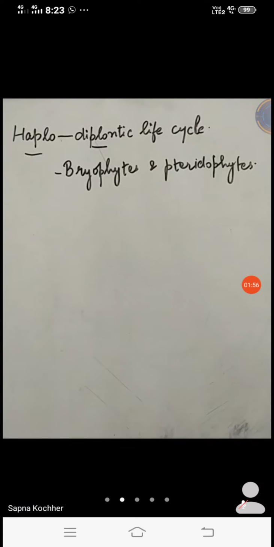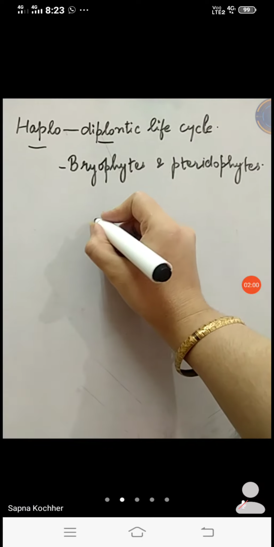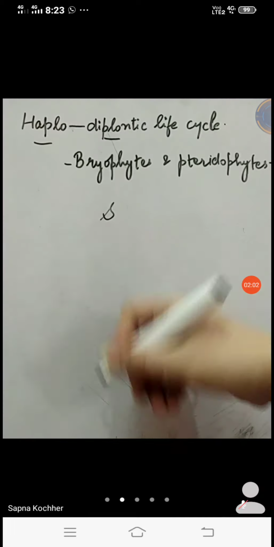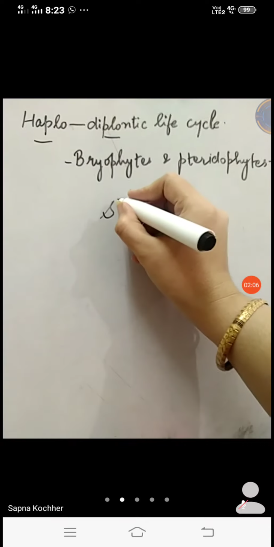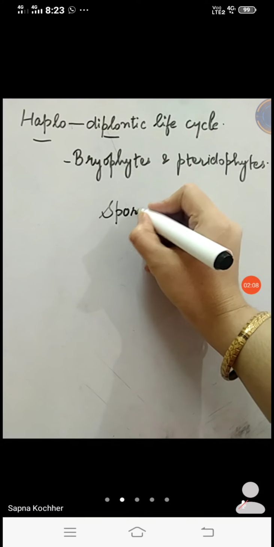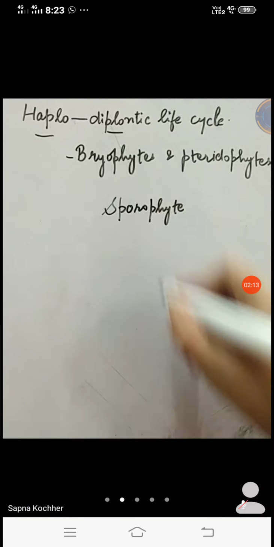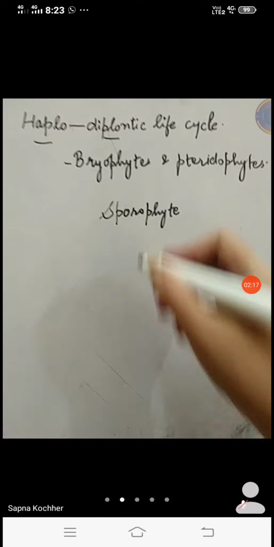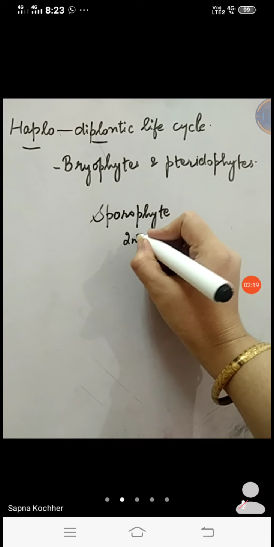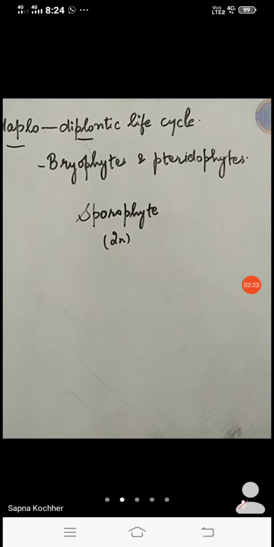Okay, so now how to start this haplodiplontic life cycle? Because I'm saying that both are equally present, you can start it from the sporophyte. You can start it from the gametophyte as well. So this is the sporophyte, which is, let's say, the first plant body. It is a diploid structure, a 2n structure, right?